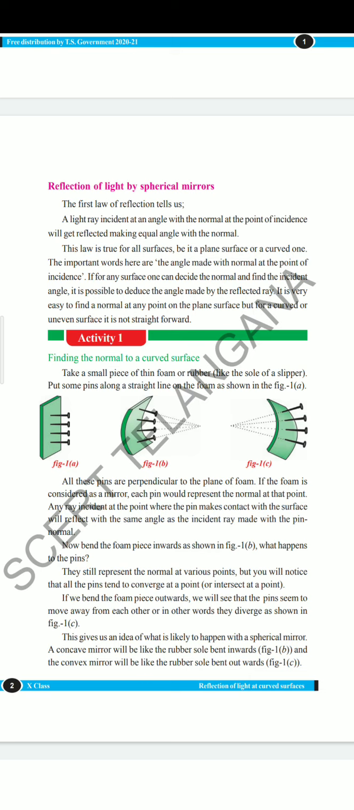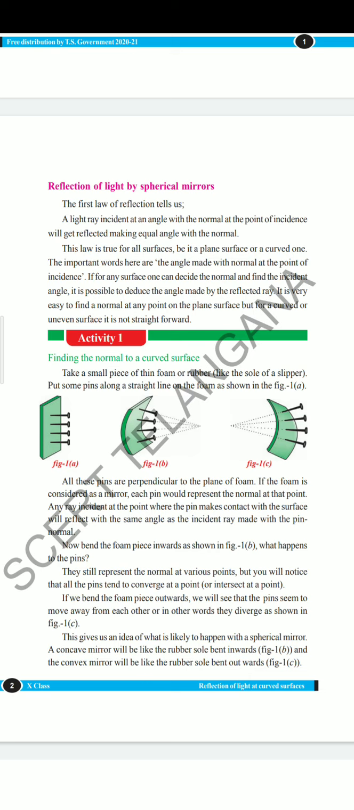Now bend the foam piece inwards as shown in figure 1b. What happens to the pins? They still represent the normal at various points, but you will notice that all the pins tend to converge at a point, or intersect at a point. If we bend the foam piece outwards, we will see that the pins seem to move away from each other, or in other words, they diverge, as shown in figure 1c.